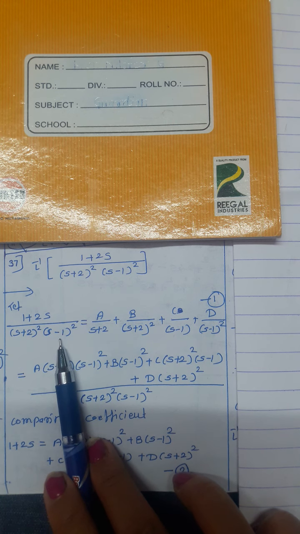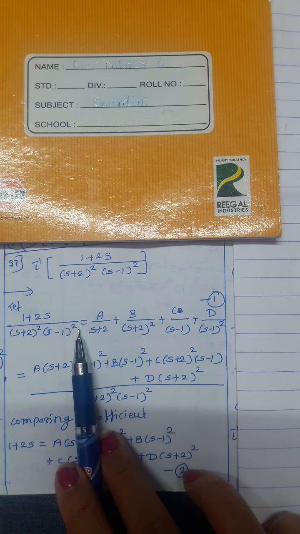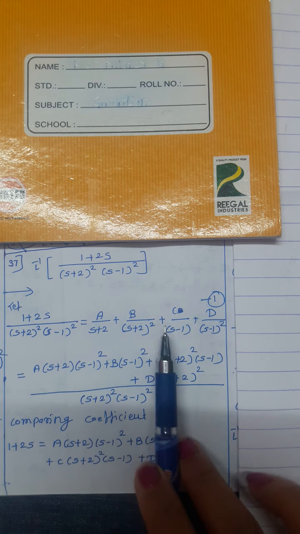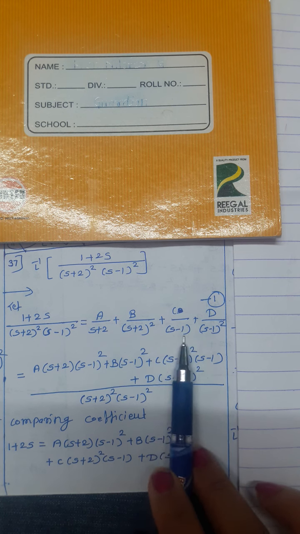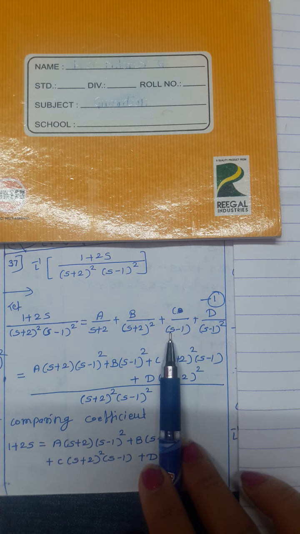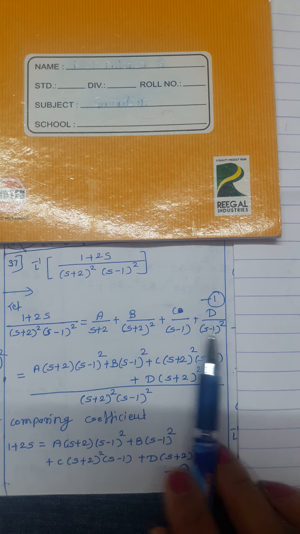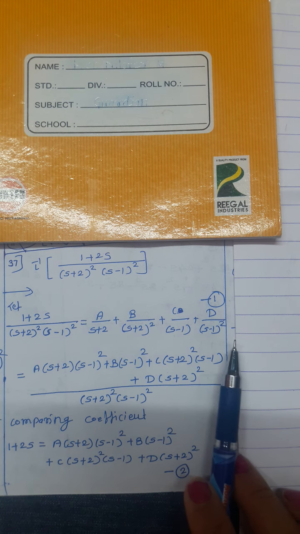Now similarly for this factor, a square is also there, the same index is there, that's why we have to follow the same rule for this factor also. Plus C upon the first factor, that is s minus 1 raised to 1, plus D upon s minus 1 raised to 2. Okay, this is the first step of our partial fraction method.